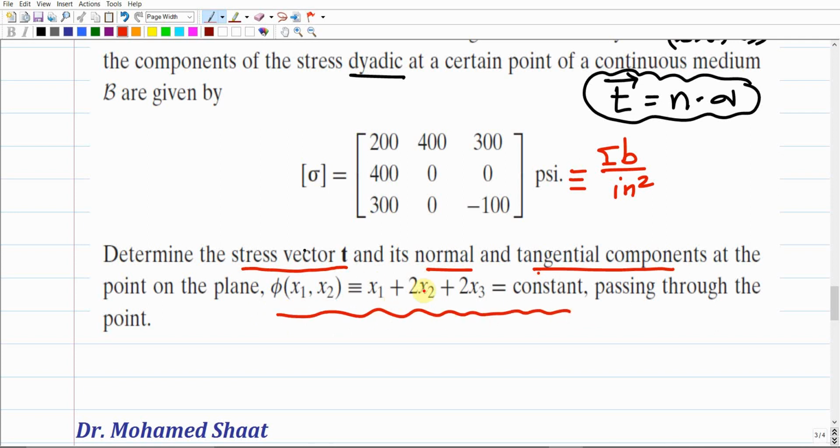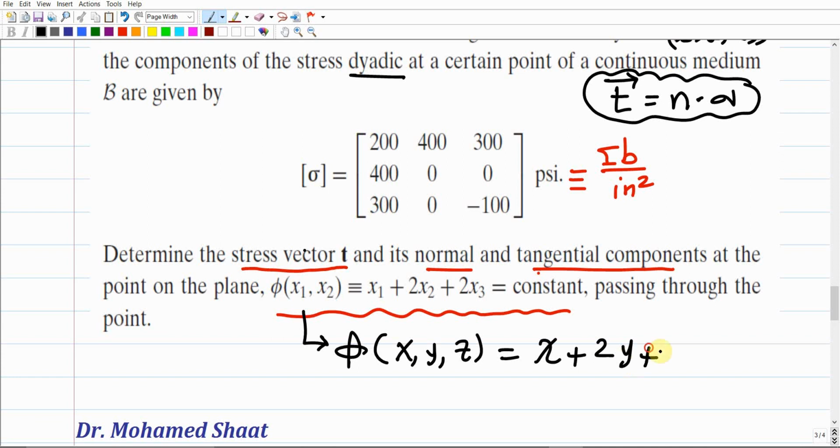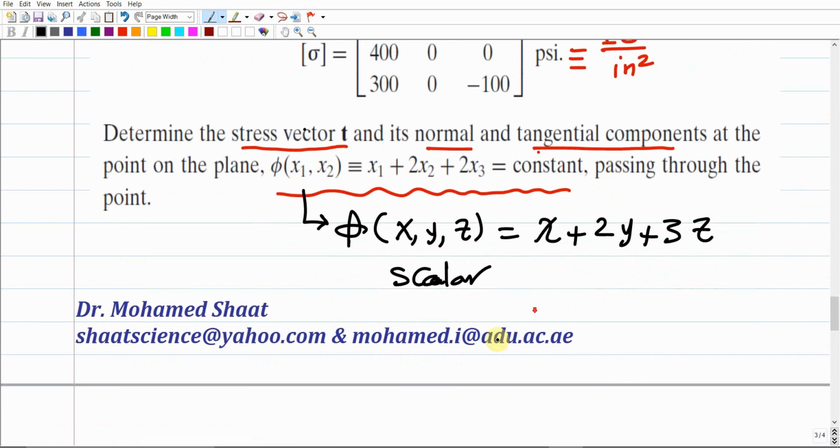It means that it should be a scalar quantity. I can write this phi as a function of x, y, and z equal to x plus 2y plus 3z. It is a scalar field. This is a scalar, that's why he mentioned that it is constant. It is a scalar field.